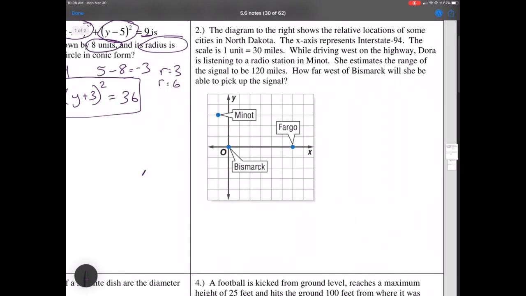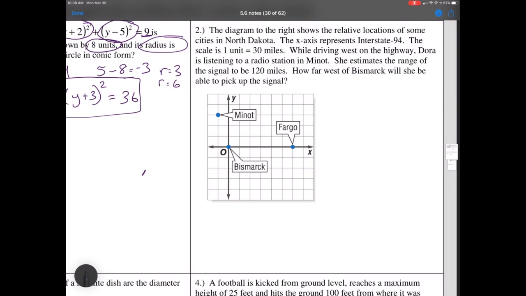Next, the diagram to the right shows the relative locations of some cities in North Dakota. The x-axis represents Interstate 94. The scale is 1 unit equals 30 miles. While driving west on the highway, Doris listened to a radio station in Minot. She estimates the range of the signal to be 120 miles. How far west of Bismarck will she be able to pick up the signal?